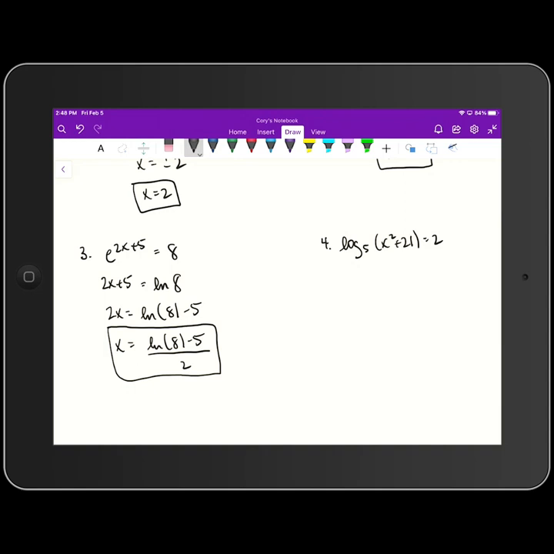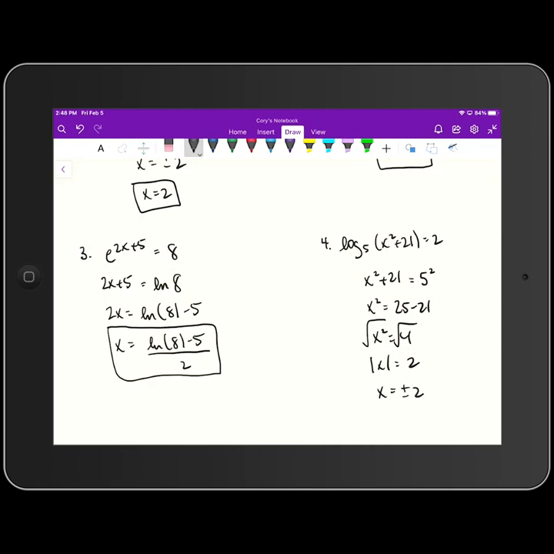Okay, last one, log base 5 of x squared plus 21 is equal to 2. Again, to solve this log equation, we're going to write the log in exponential form. The base of our exponent is 5, the power is 2, and that's equal to x squared plus 21. Then we can solve for x. x squared is equal to 5 squared, which is 25, minus 21. So x squared is equal to 4, which makes the absolute value of x equal to 2, which makes x equal to plus or minus 2.